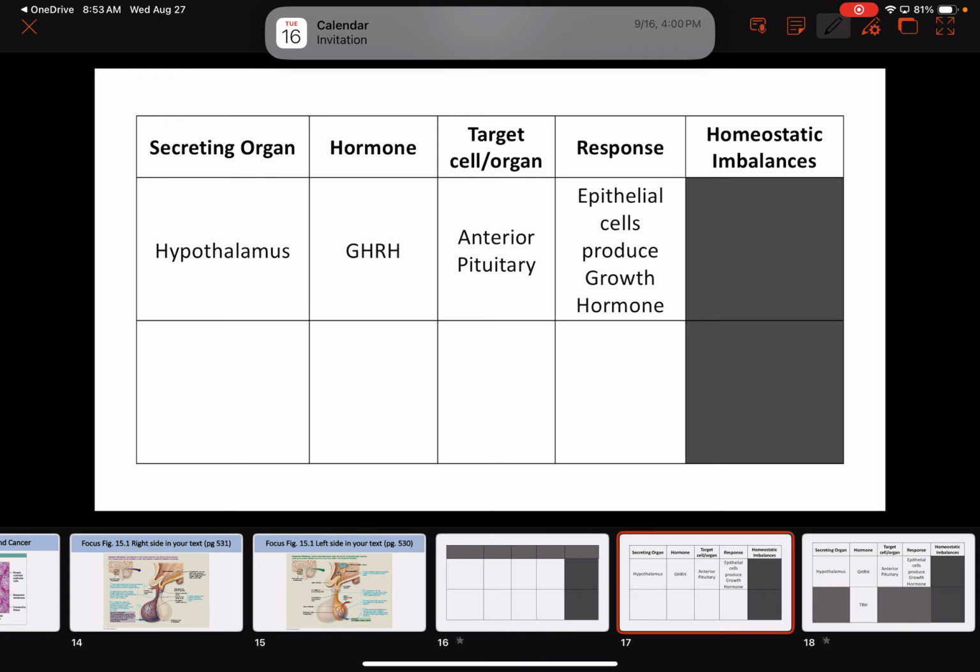So the first one we did talk about already, GHRH. The secreting organ here is the hypothalamus. The hypothalamus is making the GHRH. That GHRH then targets the anterior pituitary, and then once that GHRH binds, it tells the anterior pituitary to then release growth hormone.